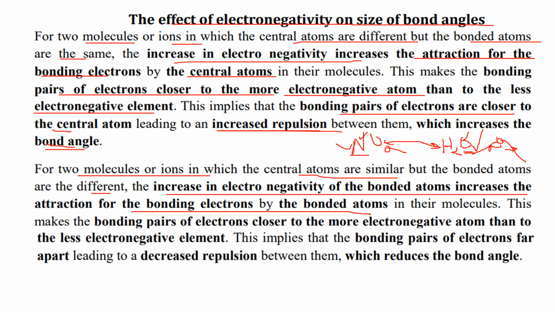By doing so, this makes the bonding pairs of electrons closer to the more electronegative atom, which is bonded, than the less electronegative atom, which is our central atom. This means that the bonding pairs of electrons are far apart, leading to a decrease in the repulsion, which later reduces the bond angle between the bond pairs.